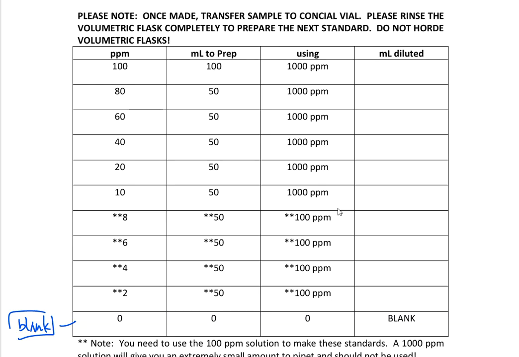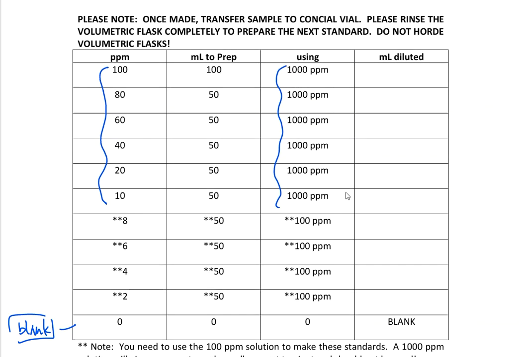Up here at the very top of the table, you're going to see that our higher standards, our 10 to 100, are going to be made with a 1,000 ppm solution. The reason for that is because higher concentrations that need to be prepped require stock concentrations that are much higher than them, of course, right? So this is just going to be our traditional C1V1 equals C2V2 equation, just the dilution equation. That's all that we need. It says I need to make a 100 part per million, I need to make 100 milliliters of those, and I'm going to use a 1,000 ppm solution in order to make it.